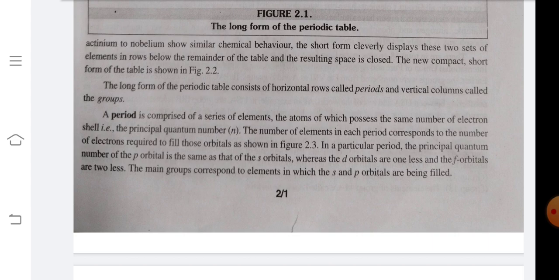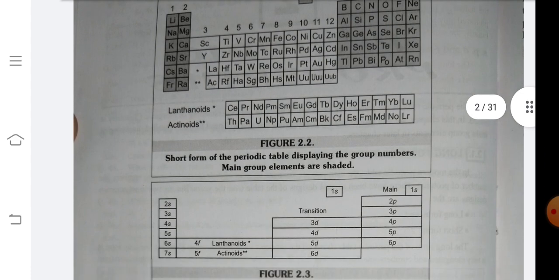The long form of the periodic table consists of horizontal rows called periods and vertical columns called groups. A period is comprised of a series of elements, the atoms of which possess the same number of electron shells, that is, the principal quantum number. The number of elements in each period corresponds to the number of electrons required to fill those orbitals, as shown in the figure. In a particular period, the principal quantum number of the p orbitals is the same as that of the s orbitals, whereas the d orbitals are 1 less and the f orbitals are 2 less. The main group corresponds to elements in which the s and p orbitals are being filled.